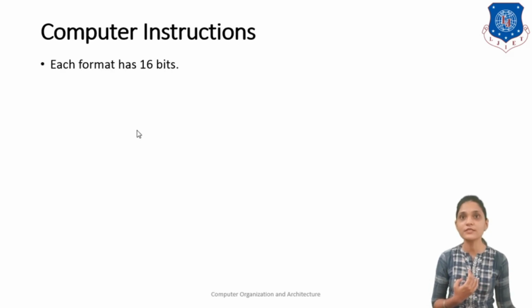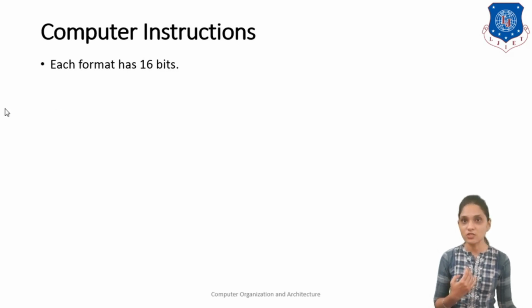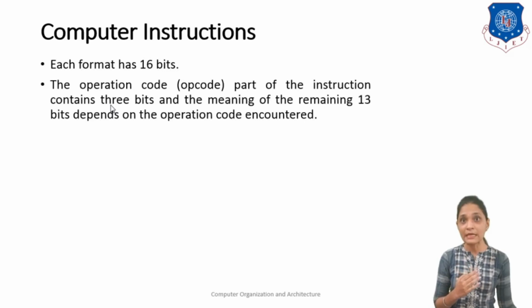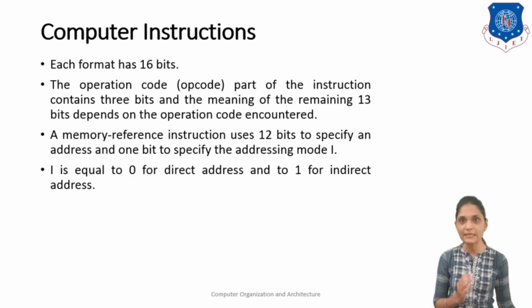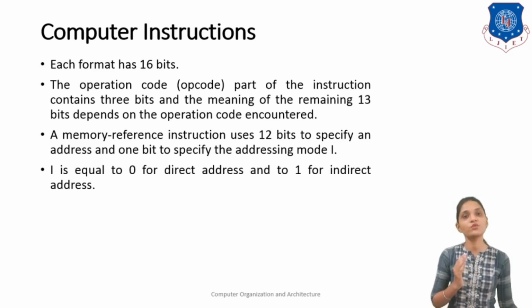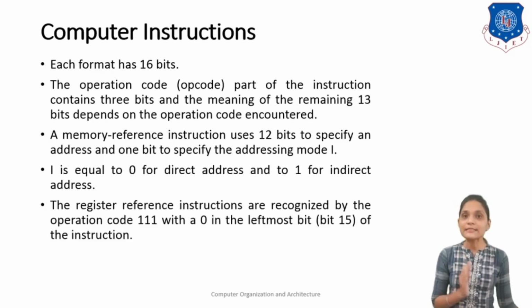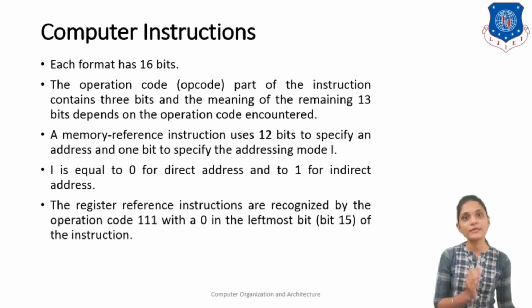If we summarize all of these things, then we can say that each instruction format has 16 bits. The operation code part of the instruction contains 3 bits, and the meaning of the remaining 13 bits depends on the operation code. A memory reference instruction uses 12 bits to specify an address and 1 bit to specify the addressing mode I. If I is equal to 0, it is direct addressing, and if I is equal to 1, then you use indirect addressing. Okay, the register reference instructions are recognized by the operation code 111 with a 0 at the leftmost bit, or you can say the 15th bit.